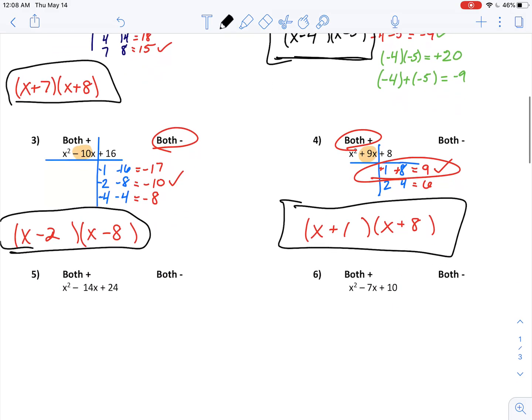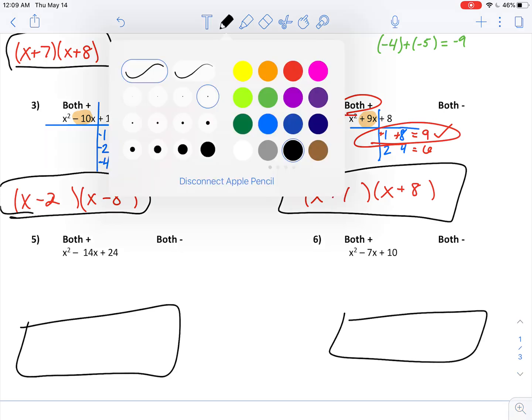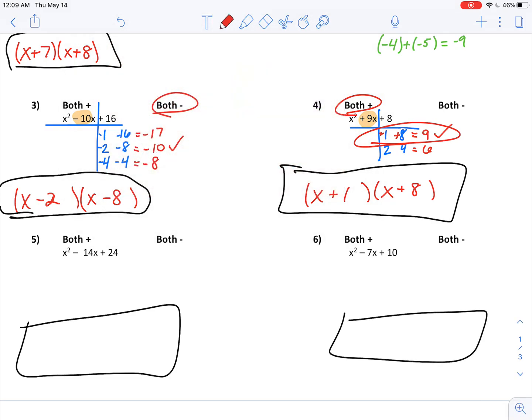So if you guys want, you can take a minute and solve these two, decide if they're both positive or both negative. Again, check out that middle term to help you out, and I'll put the answers down here in a second. So you can pause the video, try these out, and here are the answers.